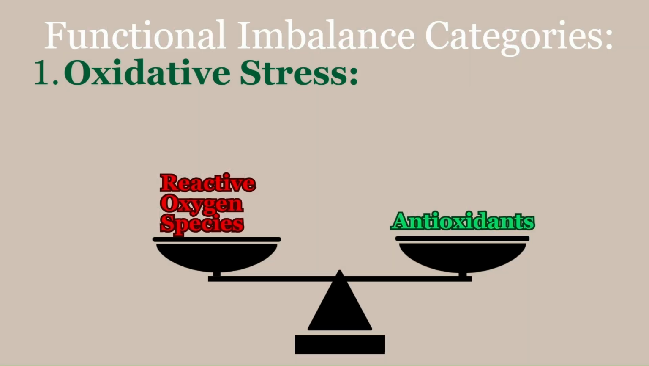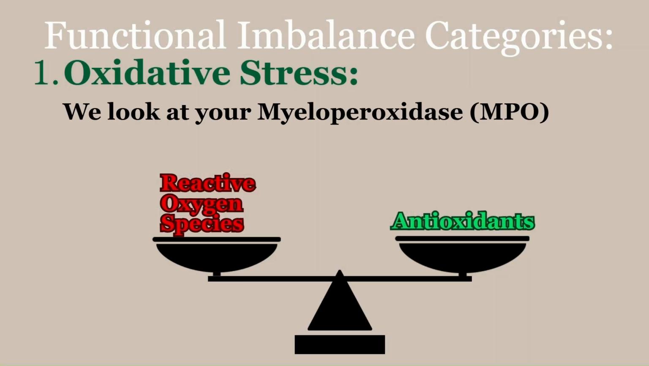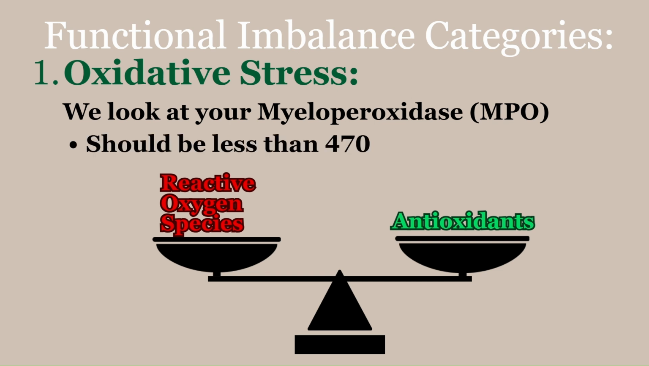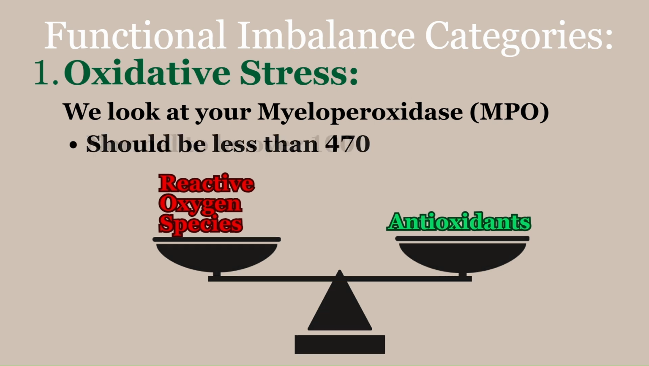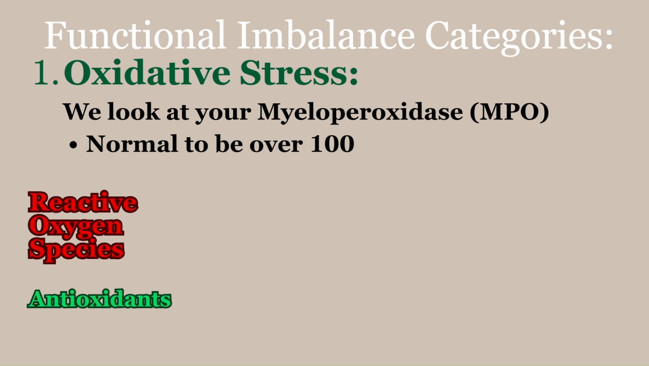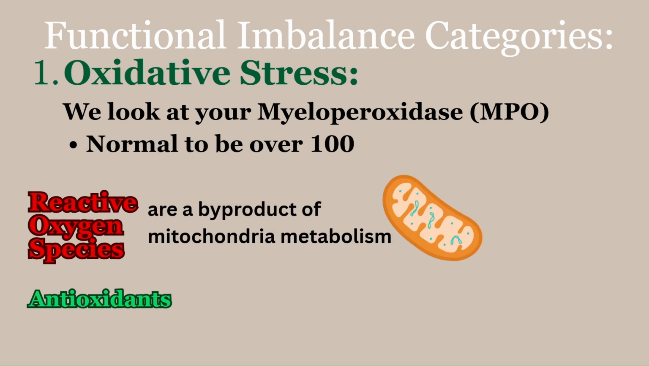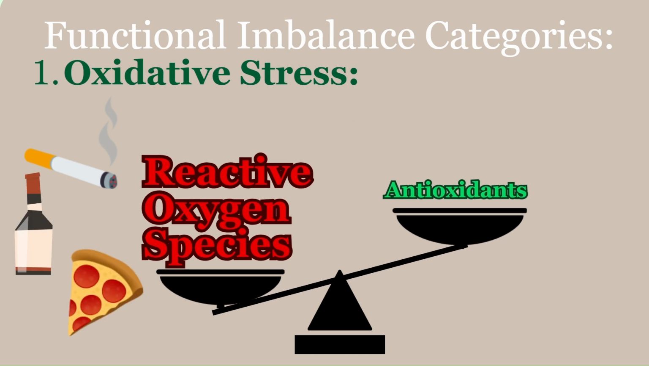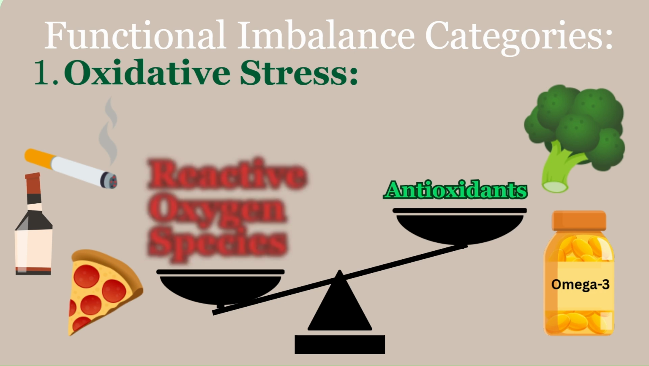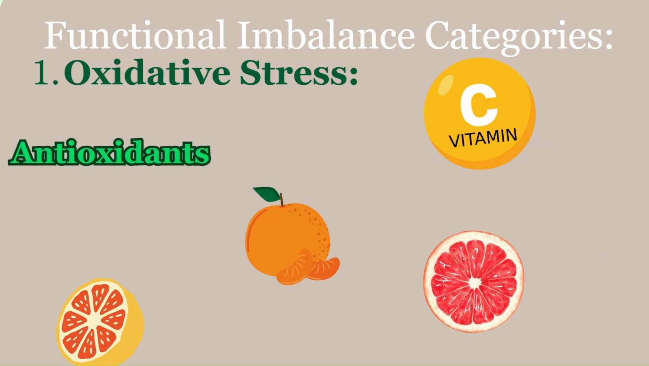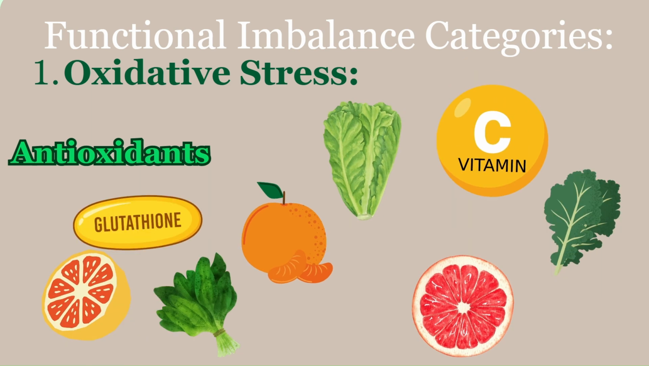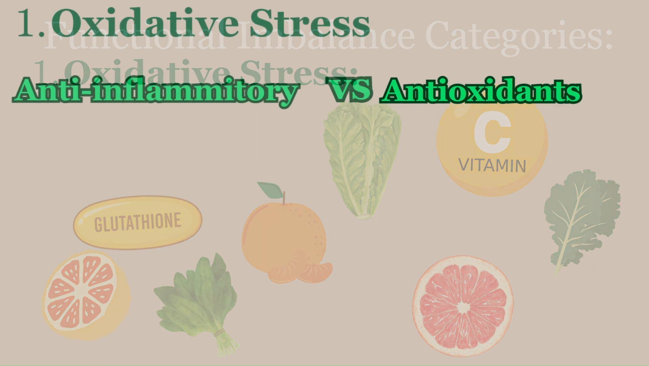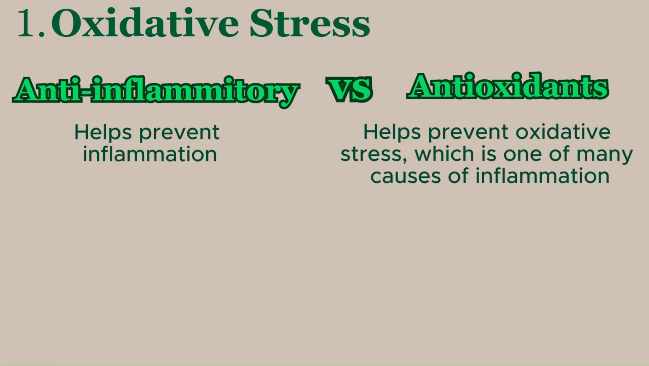Looking back at oxidative stress, we also look at your myeloperoxidase, which should be less than 470. It's normal for your myeloperoxidase to be above 100 because reactive oxygen species are a natural byproduct of mitochondrial metabolism. However, too much reactive oxygen species from smoking, drinking, or ultra-processed foods can overwhelm your antioxidants from food and supplements. Examples of antioxidants are vitamin C in citrus fruits and glutathione in green leafy vegetables. So that's the difference between antioxidant and anti-inflammatory.